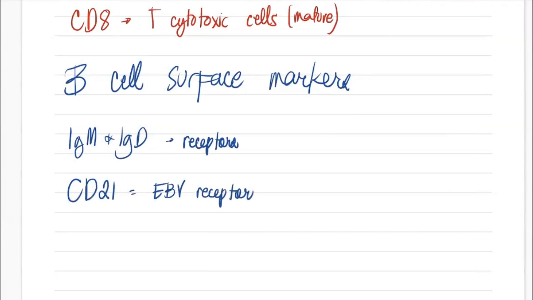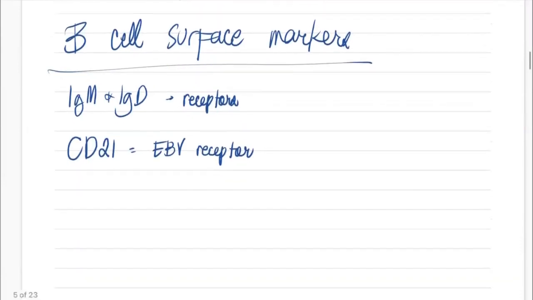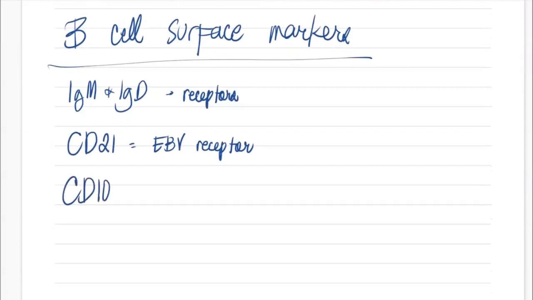Okay? So this gives us the idea na yung Epstein-Barr virus, meron siyang cell na ini-infect, the B cells, no? Kasi yung receptor niya is the CD21 which is found in B cells. Okay? Then we have CD10. CD10, ito yung tinatawag natin na CALLA, no? Yung common acute lymphoblastic leukemia, yung ALL, no? Common acute lymphoblastic leukemia antigen.